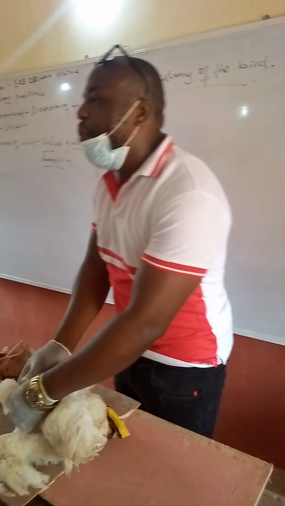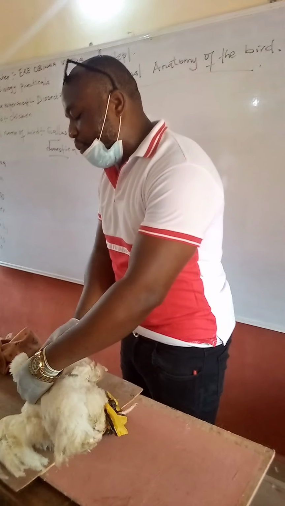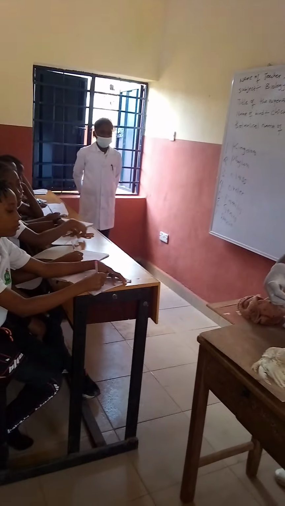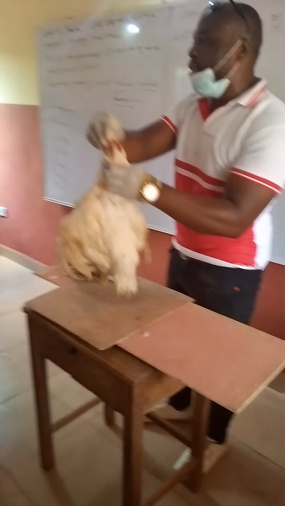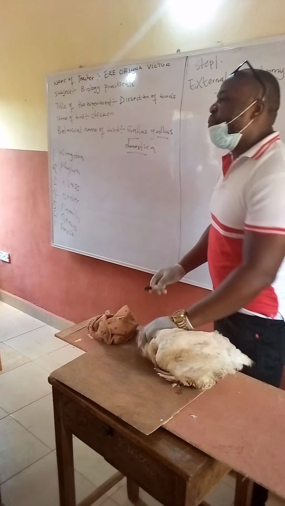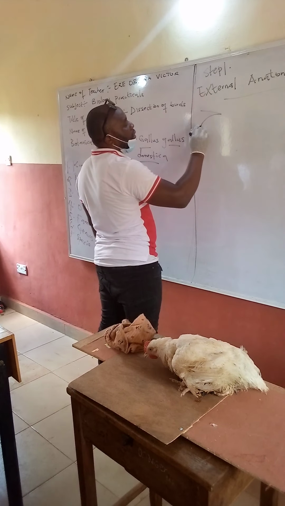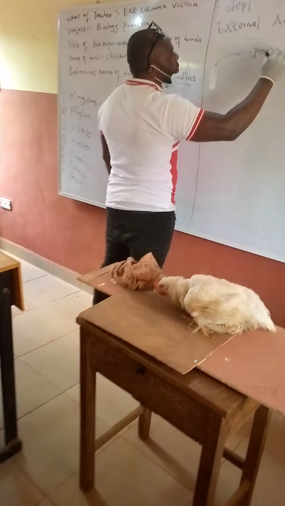I'm going to begin with the upper part of the bird before I go down to the middle and down the body. Now look at the upper part. You see this structure? Can you see this structure? Yes. It's called the beak. Now, the name of this structure is called the beak.